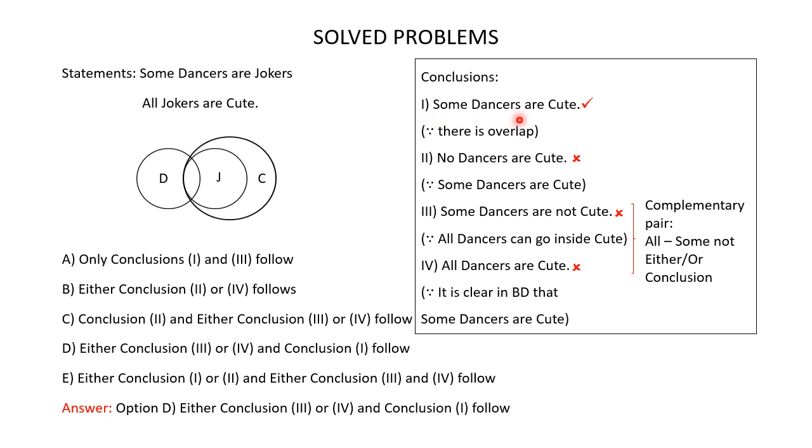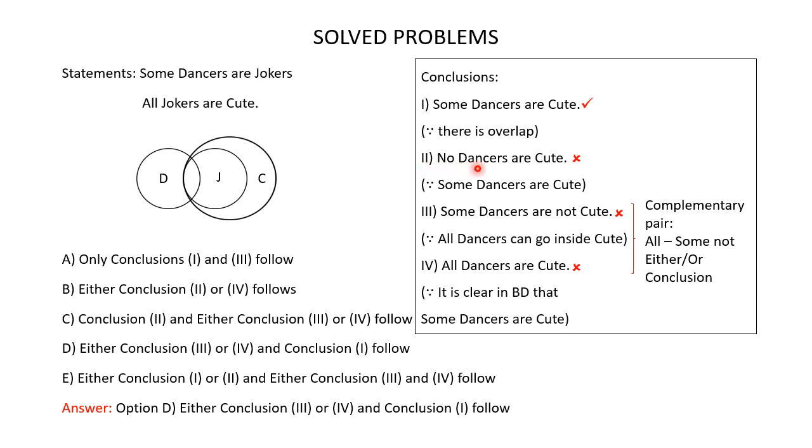Conclusion 1. Some dancers are cute. So in the Venn diagram, you have dancers here and cute here. Clearly, you can see that there is a partial overlap between dancers and cute. This means the conclusion some dancers are cute is correct. Conclusion 1 follows.